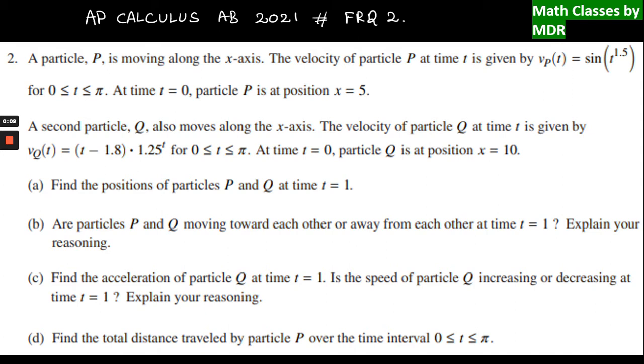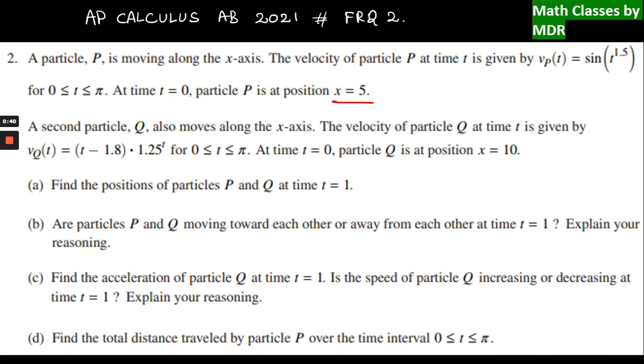So here is the second question from the AP Calculus 2021 question paper. The question is this: a particle P is moving along the x-axis. The velocity of particle P at time t is given by sin(t^1.5) for 0 ≤ t ≤ π. At time t = 0, particle P is at position x = 5.